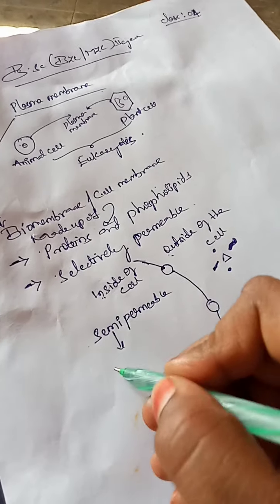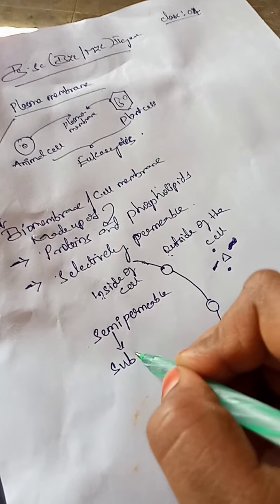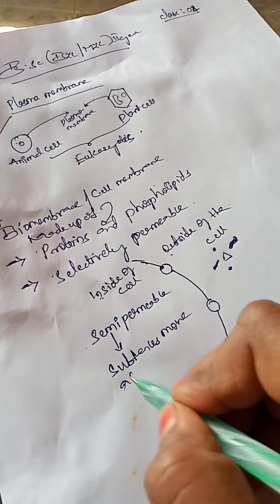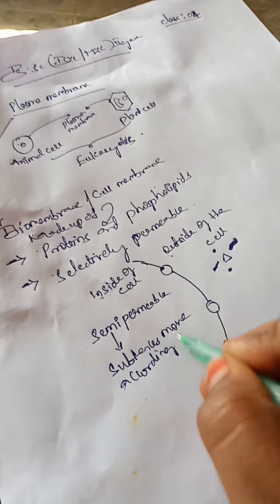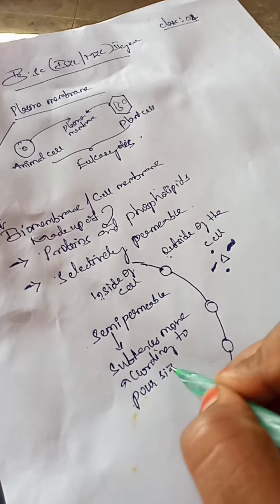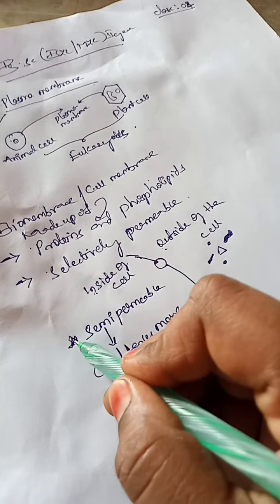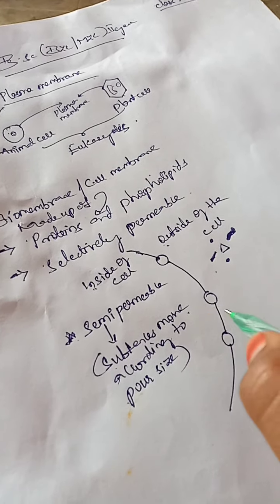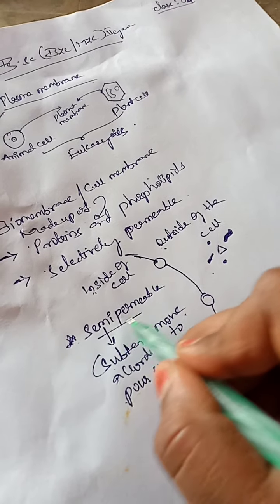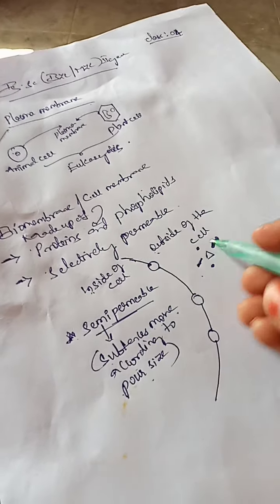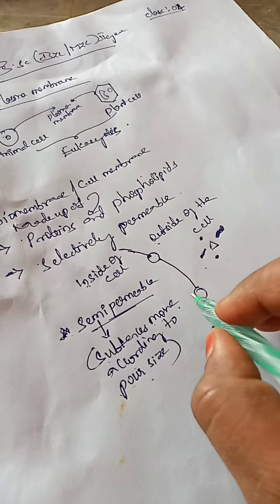Substances move according to pore size. Semi-permeable is the term we can use when the substances move into the cell according to the pore size. Semi-permeable means the substances move according to the pore size. Here, this pore size is this much.